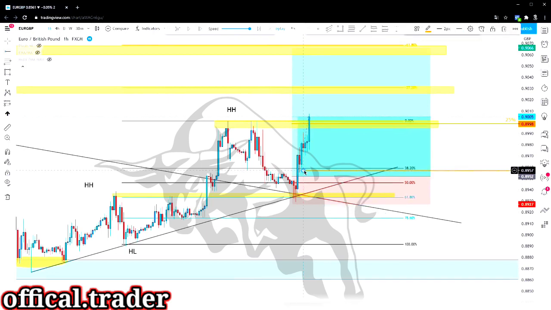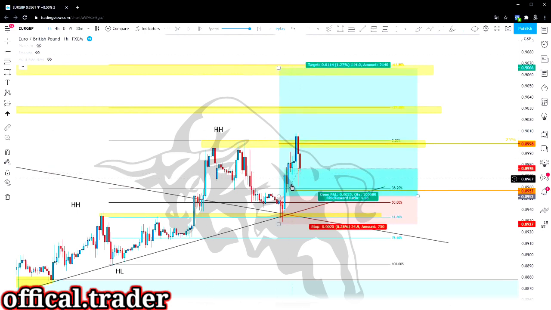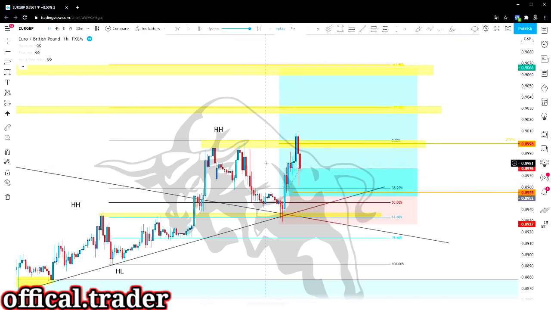So let's go on. We get a strong bearish candlestick, but our stop loss is at break even here, right? So we don't worry about it. This is a winning trade, a risk-free trade already, so we are not stressed. Let's go candle by candle and see what happens next.